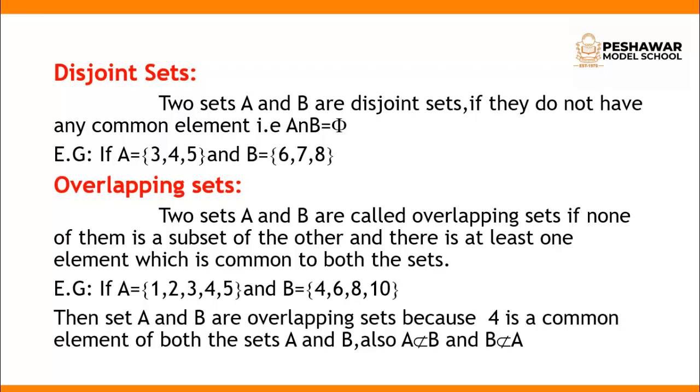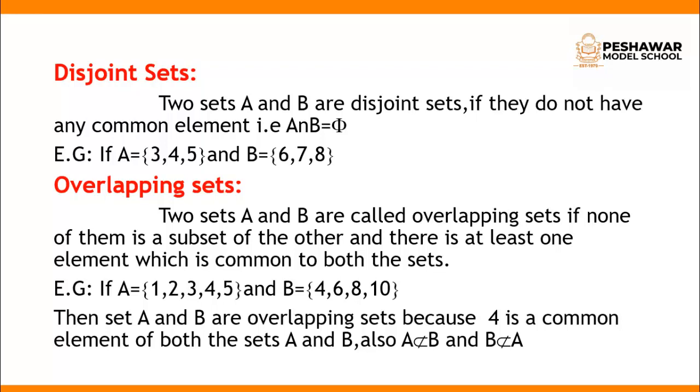So overlapping sets means two sets are said to be overlapping if they have at least one common element and none of them is a subset of the other. We can also say it like this: whenever you take the intersection of the two sets and the answer is not an empty set, it means they are overlapping sets.